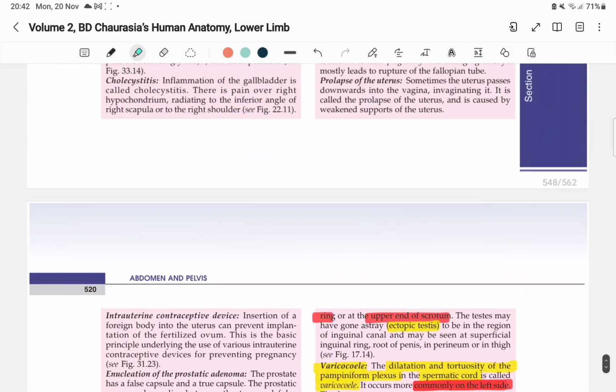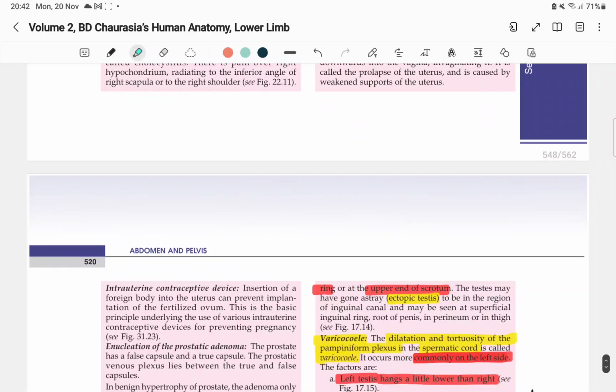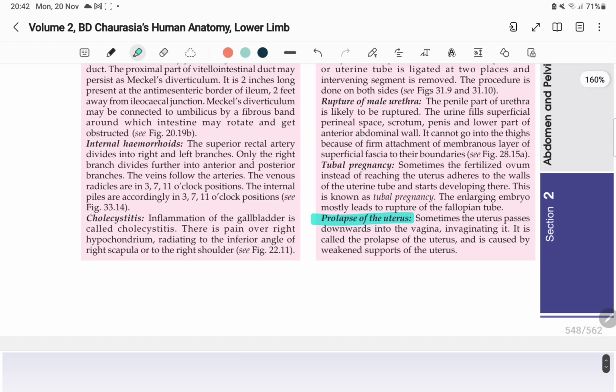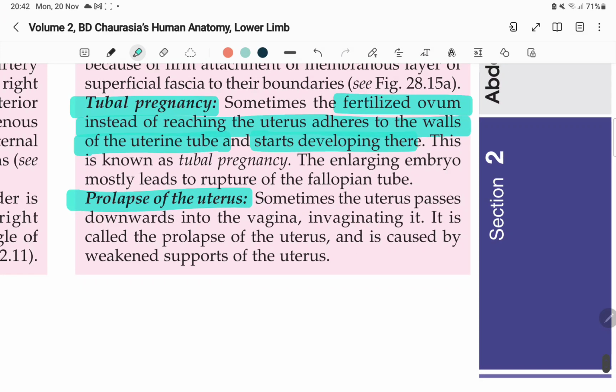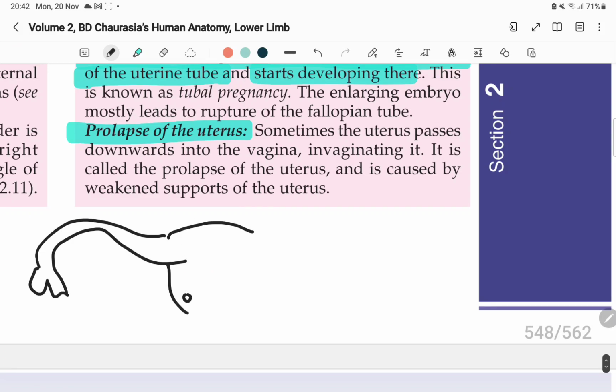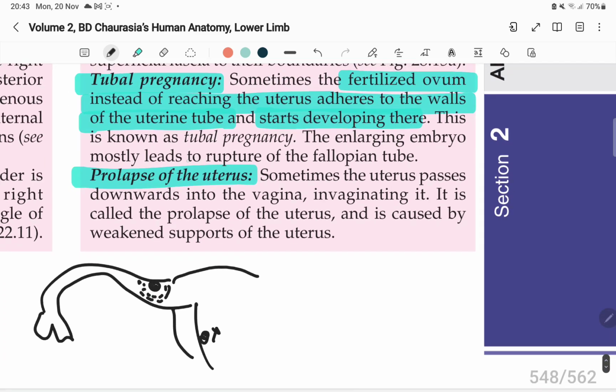Yes. So basically we talked about all the clinicals, and we have talked about prolapse of the uterus. And what is tubal pregnancy? Sometimes the fertilized ovum, instead of reaching the uterus, adheres to the wall of the uterine tube and starts developing there. Let's say this is a fallopian tube and this is a uterus. The fertilized ovum must reach the endometrium and be implanted there, but it implants here and starts developing here. This is known as tubal pregnancy, and the enlarging embryo mostly leads to rupture of the fallopian tube.